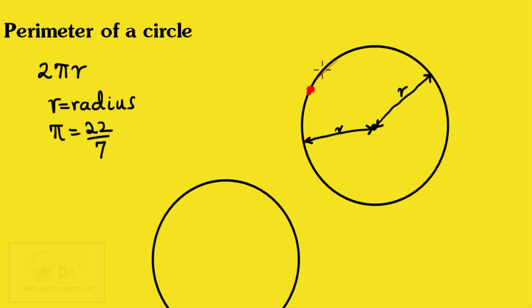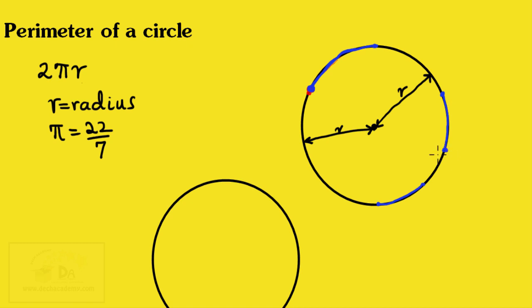Now, an arc is just a curved line formed between any 2 points on the circumference of a circle. That's an arc. I'm just showing you different arcs along this circumference.